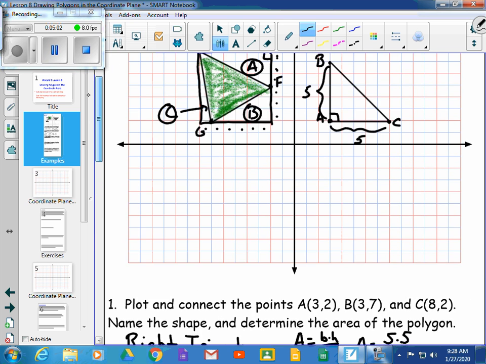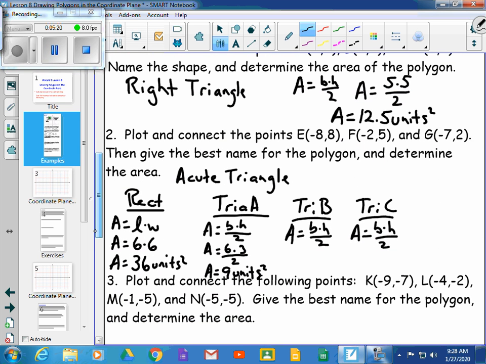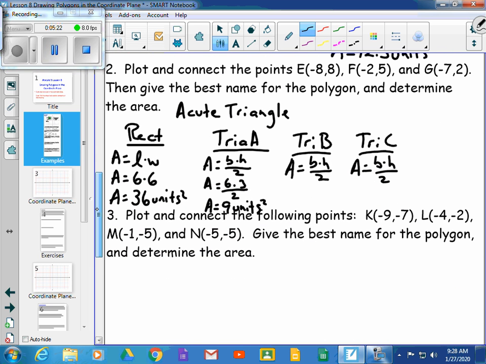Triangle B, I'm going to go from this corner where the green triangle meets it to the corner over here where the right angle's at. So I have 1, 2, 3, 4, 5 by 1, 2, 3. Substitute those in there. I get 5 times 3 divided by 2. That tells me the area of that particular triangle is going to be 7.5 units squared.